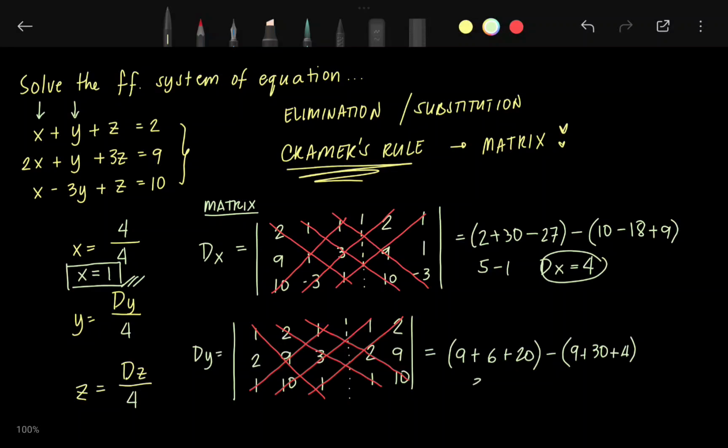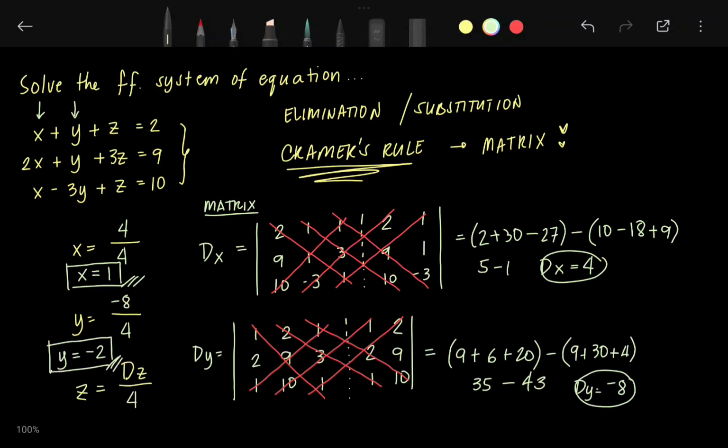35 plus 9 is 35. 39 plus 4 is 43. So, 35 minus 43 should give us negative 8, no? Negative 8. So, let me just change dy here into negative 8. And therefore, y is equal to negative 8 over 4 or negative 2.